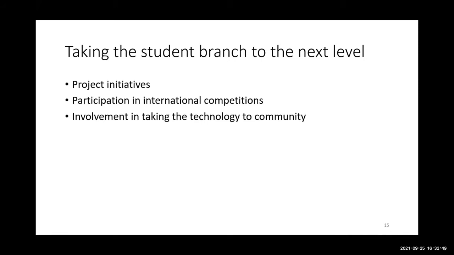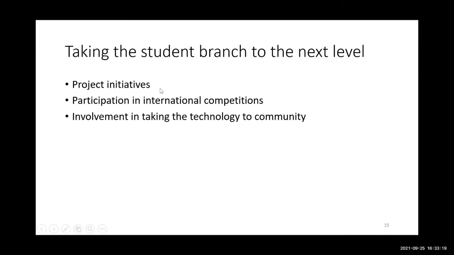Now I want to take this branch to the next level. So what is involved in that? There are possibilities. I have just listed a few here. One is the project initiatives, right? Another is the participation in international competitions, right? And then involvement in taking the technology to the community. So maybe this is a little bit more challenging.